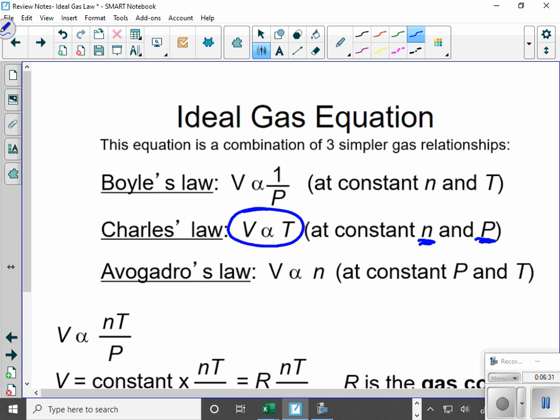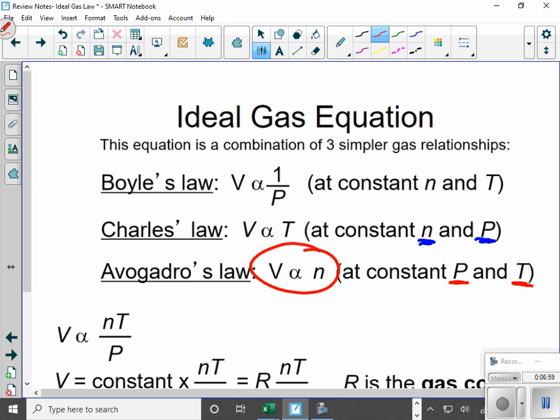The final one is Avogadro's law, our good buddy Emilio. Now, he said that if I have a constant pressure and a constant temperature, and I increase the number of moles, what's going to happen to the volume? It's going to go up. Doesn't that make sense?